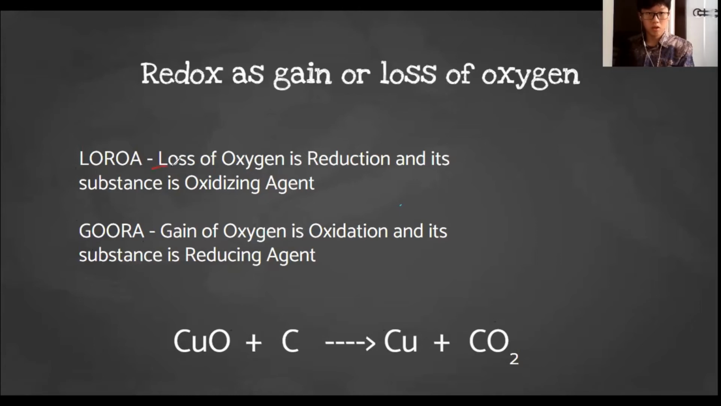So first, loss of oxygen is reduction. So you can see copper oxide will lose its oxygen forming copper. So we can say that this is called reduction. And for carbon, following the GORA acronym, gain of oxygen, carbon will form carbon monoxide. So it will gain oxygen, and we can call that oxidation.